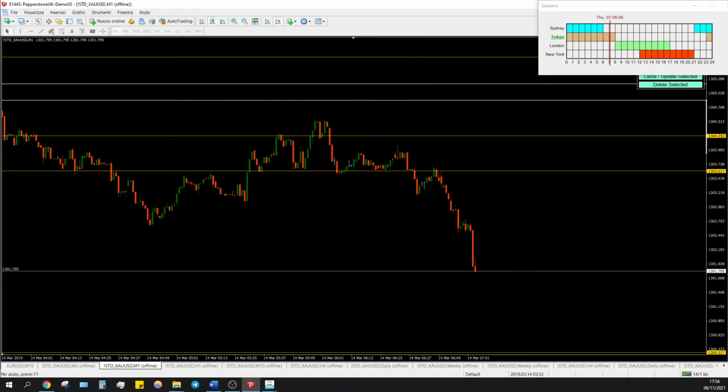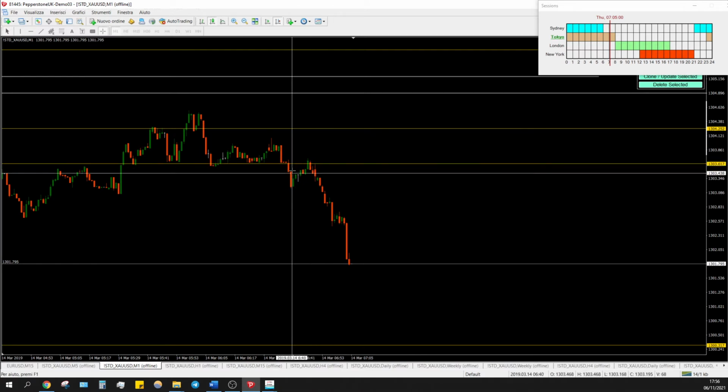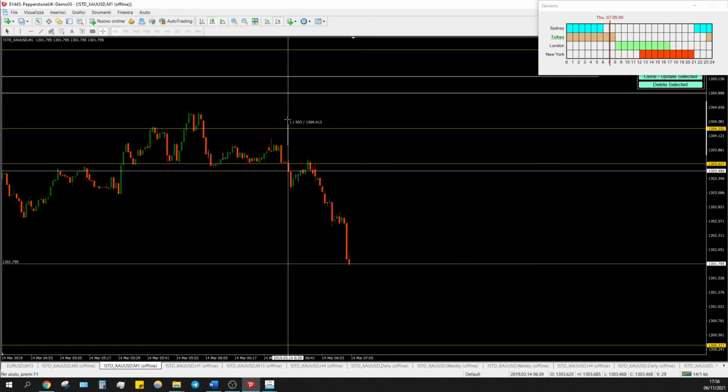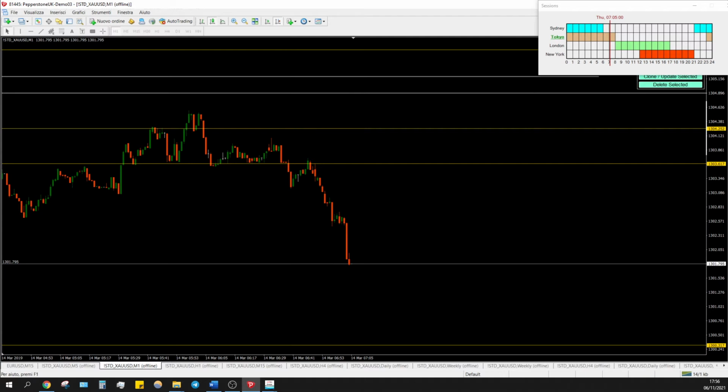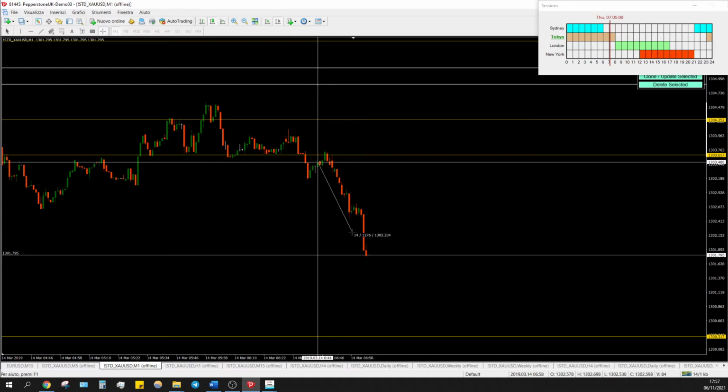Sixteen pips. Yeah, I think at this point the 15 pips stop loss is kind of overkill. Yeah, I think I will lower it to 10 pips, and the take profit is 30 pips.